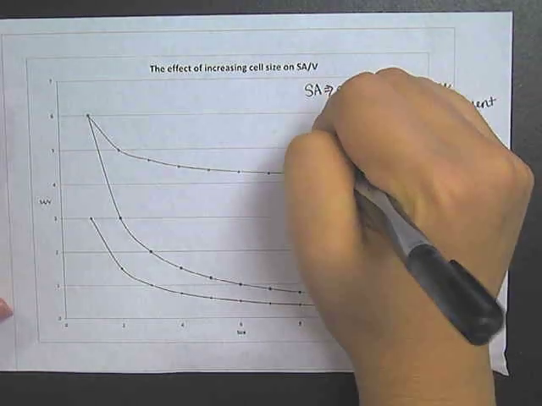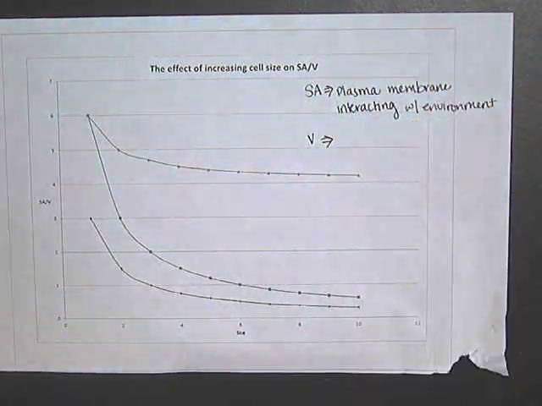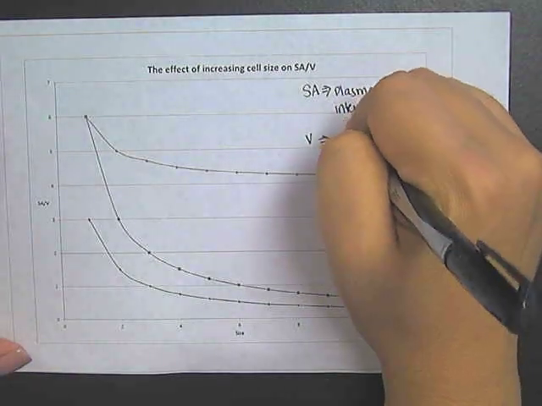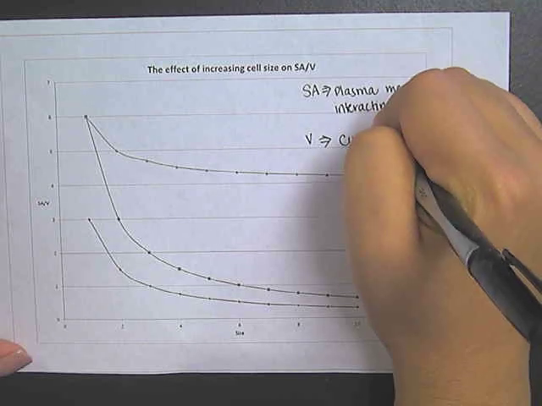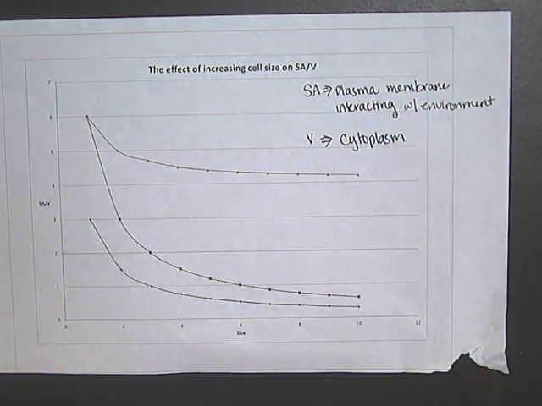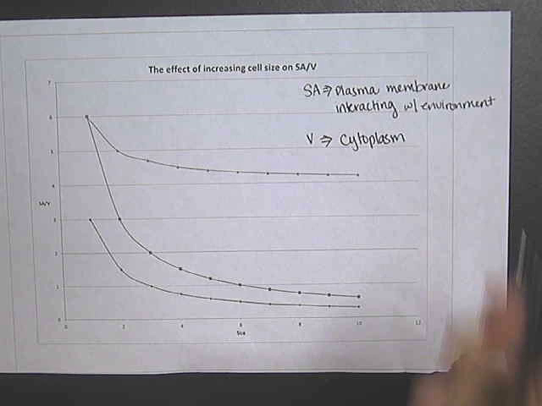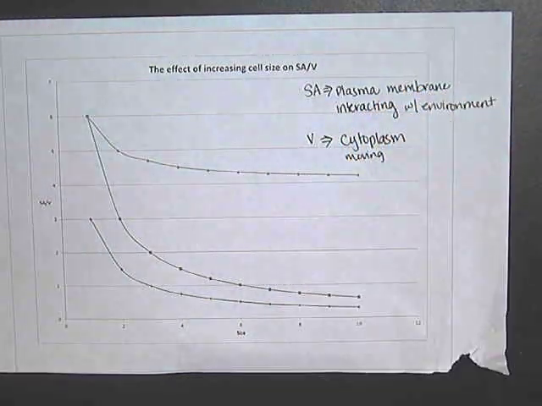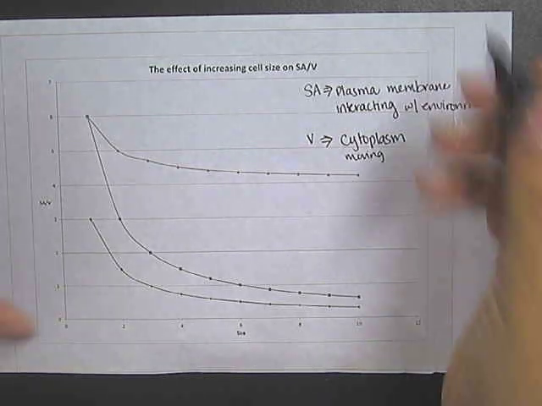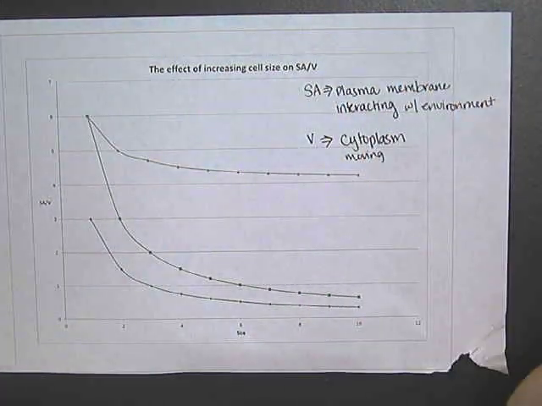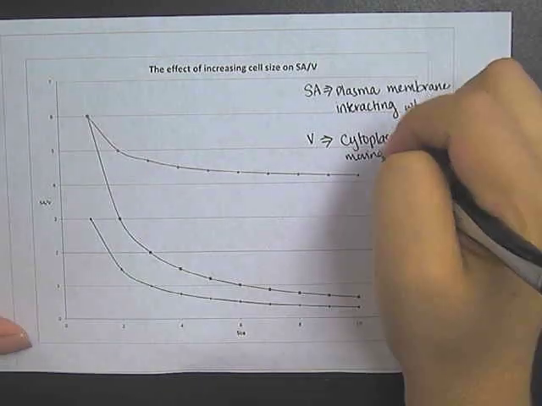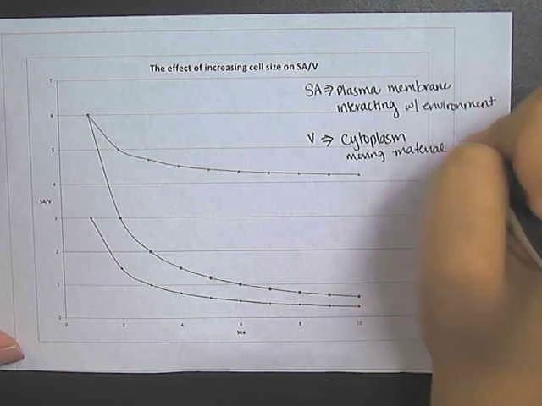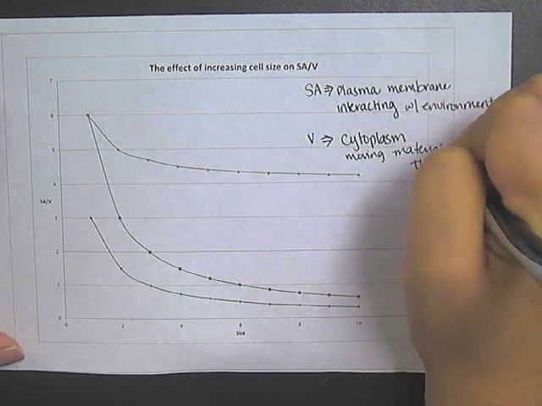The volume of the cell is basically looking at how quickly things are able to diffuse through the cell or through the cytoplasm in the cell. So going from stuff that already entered the cell through that plasma membrane getting towards the center. So with the volume, it's talking about cytoplasm moving material to the interior of the cell.